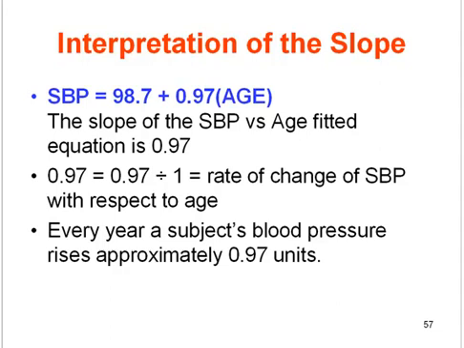A slope of 0.97 can be thought of as 0.97 divided by 1. The numerator, 0.97, corresponds to the change in y, in this case systolic blood pressure, and 1 corresponds to the change in x, which in this case is age. So, for each 1-year change in age, the effect is that the systolic blood pressure increases by 0.97 millimeters of mercury.